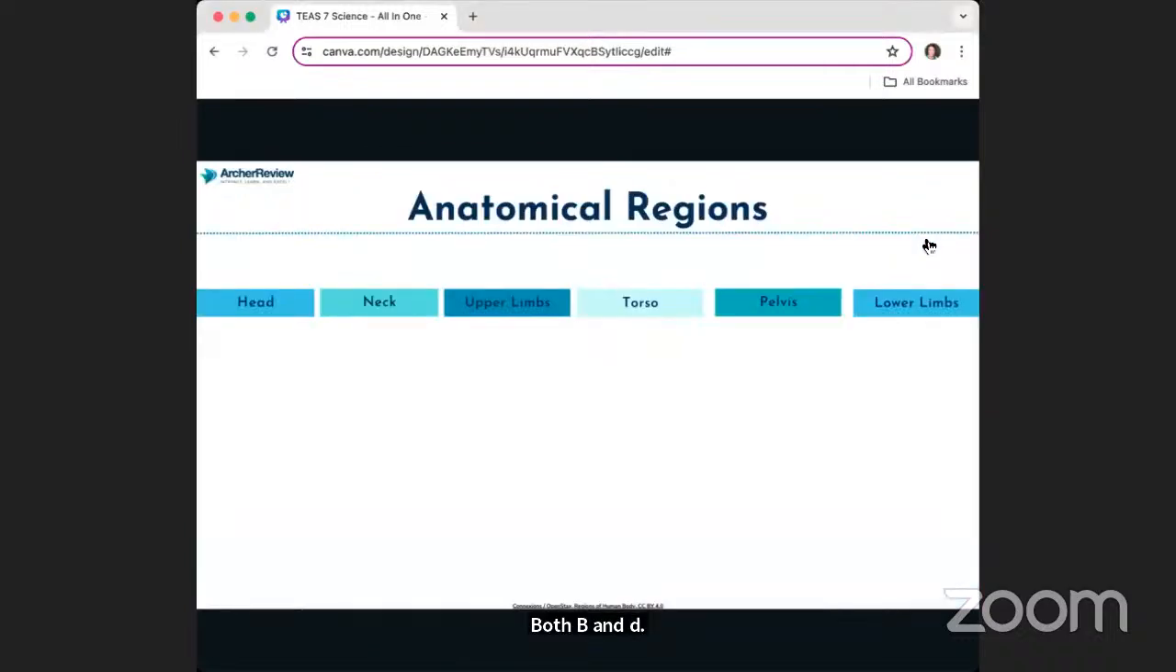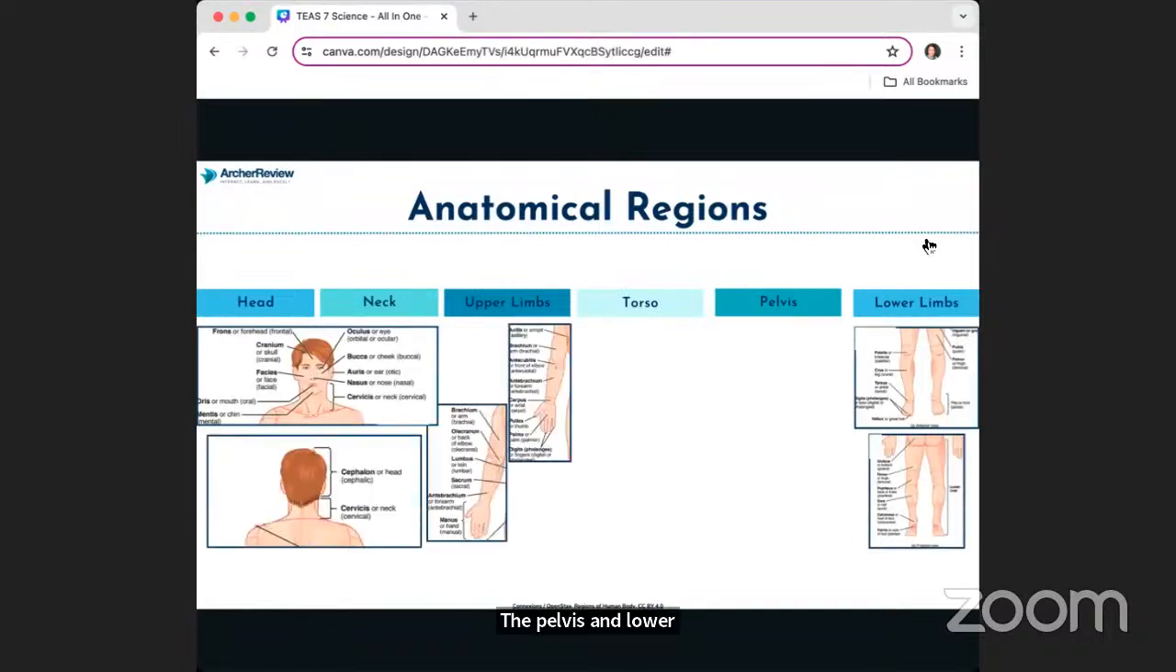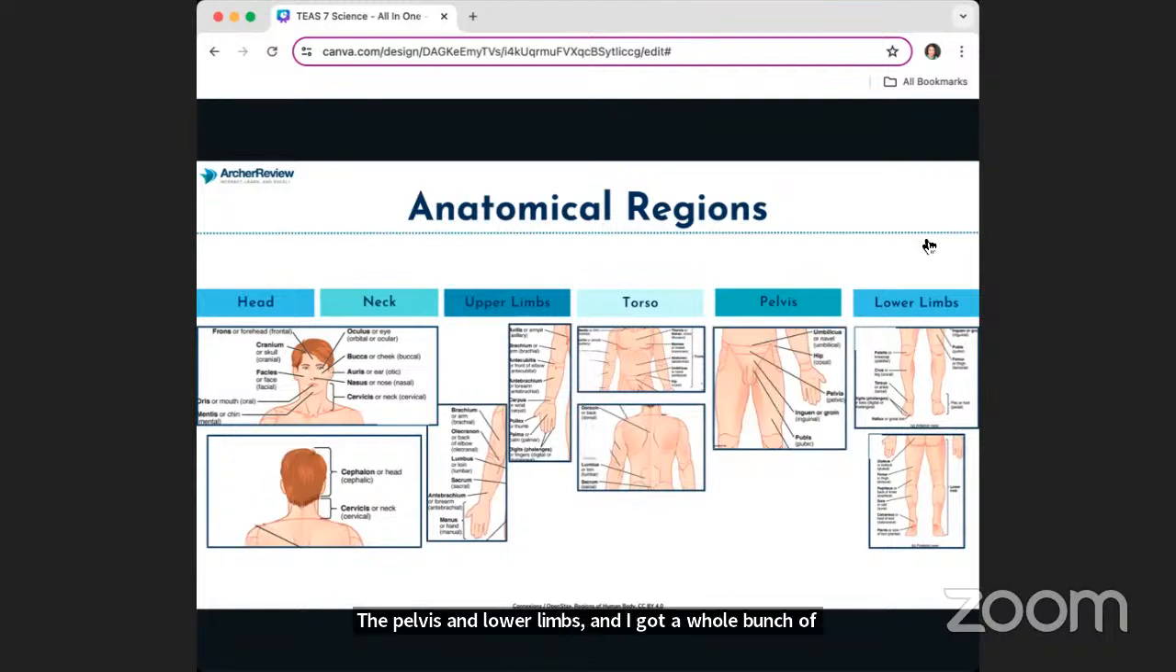All right, the body can be divided up into 6 major regions. We've got the head, the neck, upper limbs, the torso, the pelvis, and lower limbs. And I got a whole bunch of visuals here to show you those different regions. And notice how many different points and terms there are to know and to memorize. If you've taken anatomy and physiology before, you know it is a heavy, heavy course with memorization of all the different parts of the body.